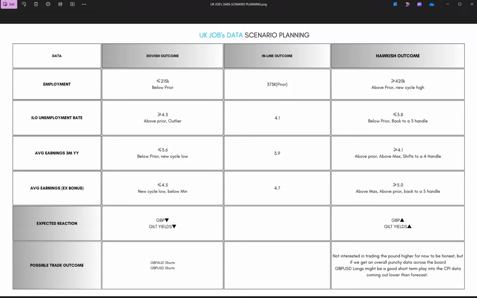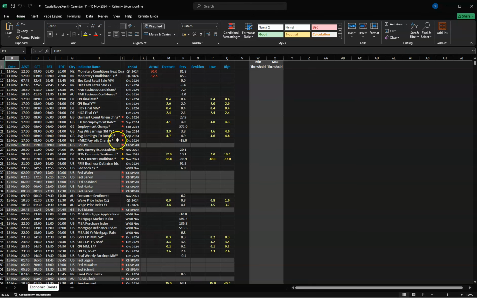Let's also take a look at the forecast for this one. For the average earnings ex bonus, markets are expecting this to tick down. So you can actually see the mixed data already showing up here. For the 3 months year over year, we're expecting an upward revision, right? And then for the ex bonus, we are expecting a downward revision, to tick down from a 4.9 to a 4.7. So you're already seeing the mixed data. But I don't want to see any of this tomorrow. I want to see something either higher or lower.